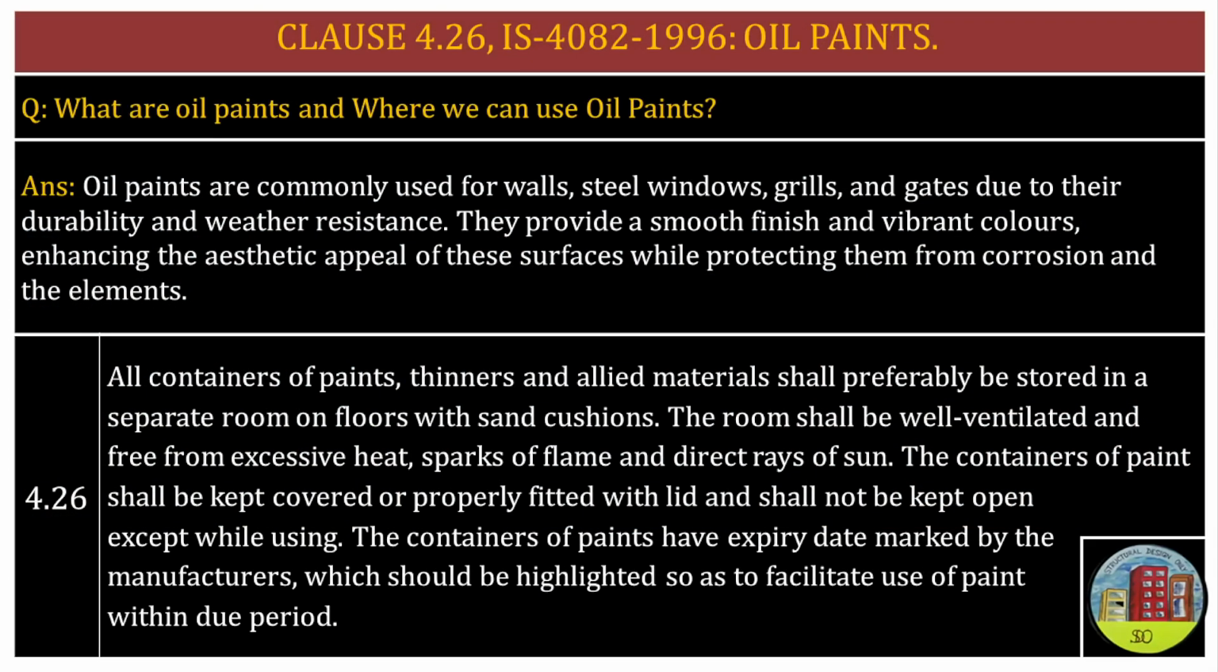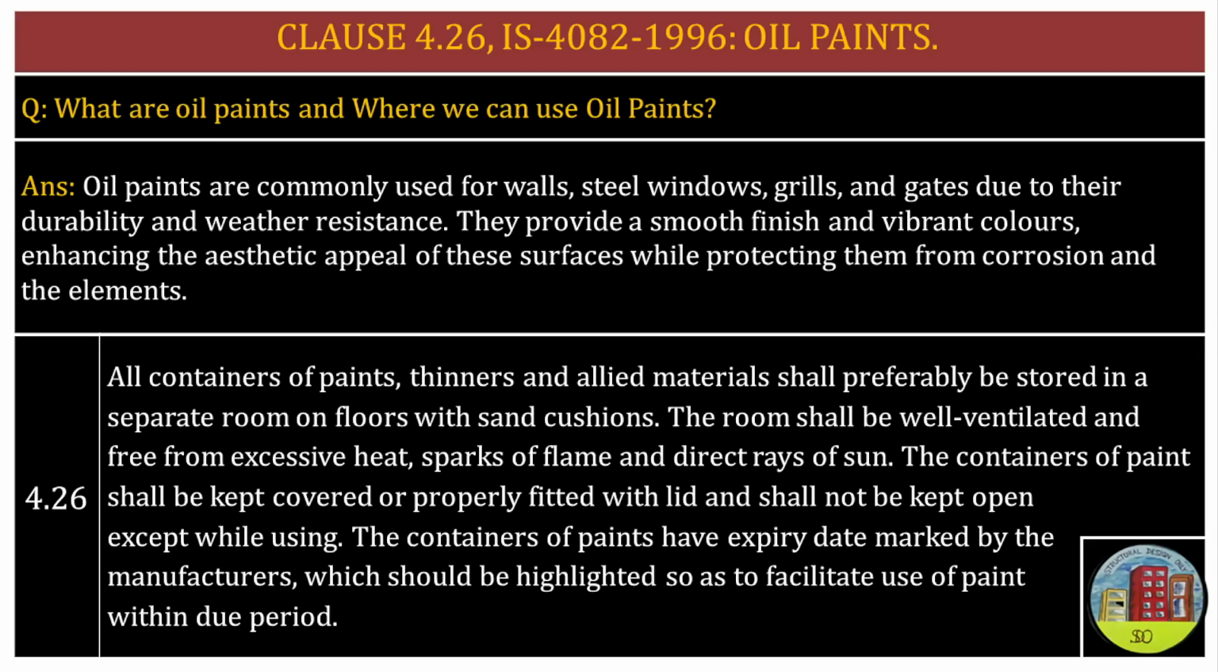Clause 4.26, IS 4082-1996. Oil paints. Now the question is, what are oil paints and where can we use oil paints? Answer: oil paints are commonly used for walls, steel windows, grills and gates due to their durability and weather resistance. They provide a smooth finish and vibrant colors, enhancing the aesthetic appeal of the surface while protecting them from corrosion and the elements.